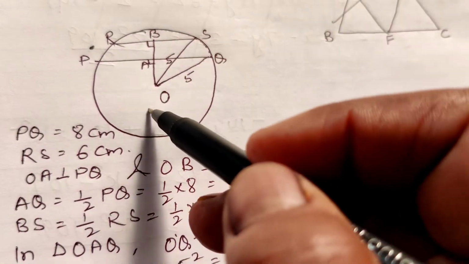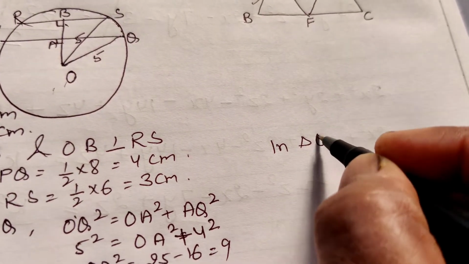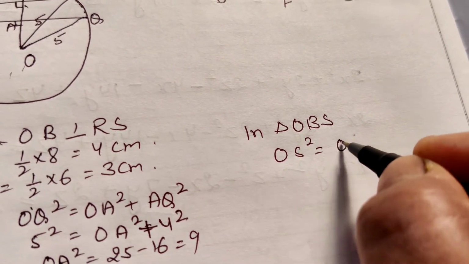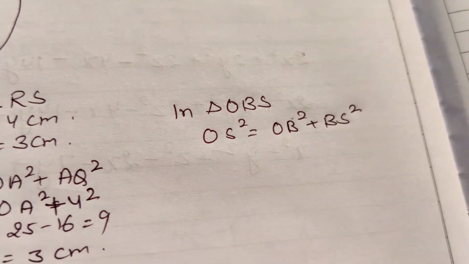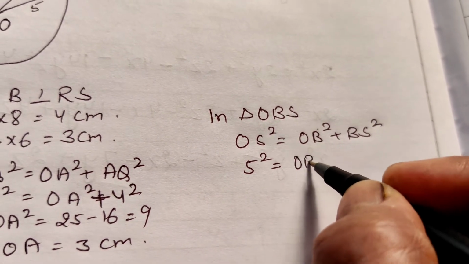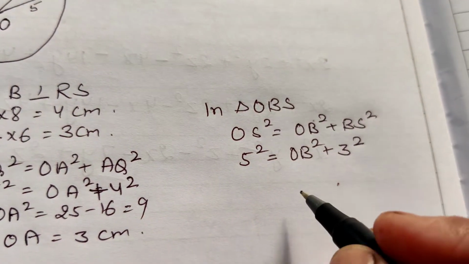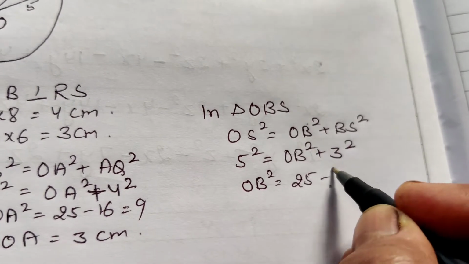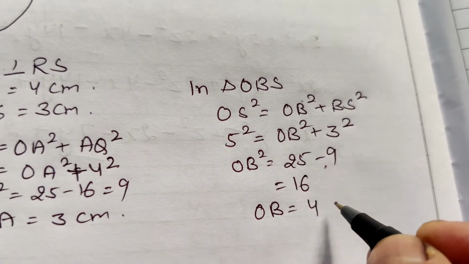Okay. Now find OB in triangle OBS. OS square equals OB square plus BS square. OS square is 5 square. We have to find OB square, and BS is 3. Okay. OB square equals 25 minus 9, which is 16. Then OB equals 4 centimeter.